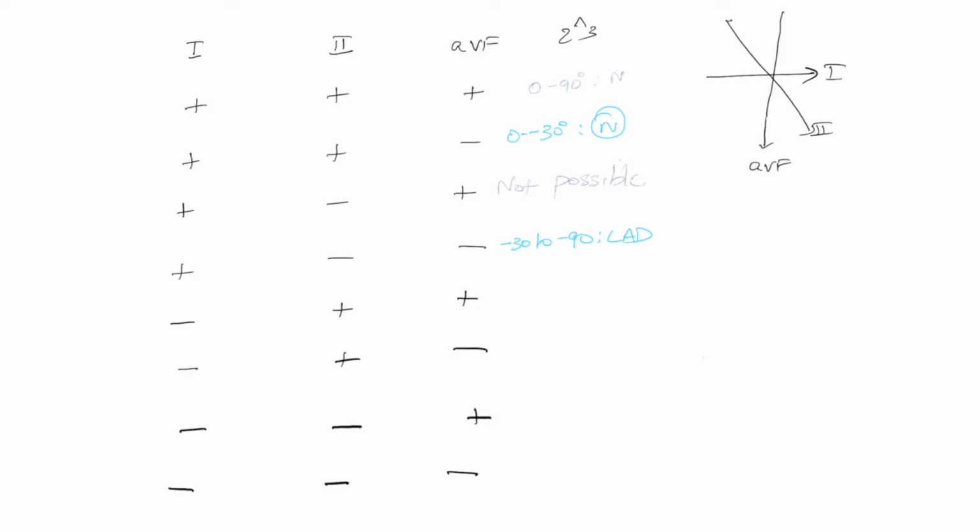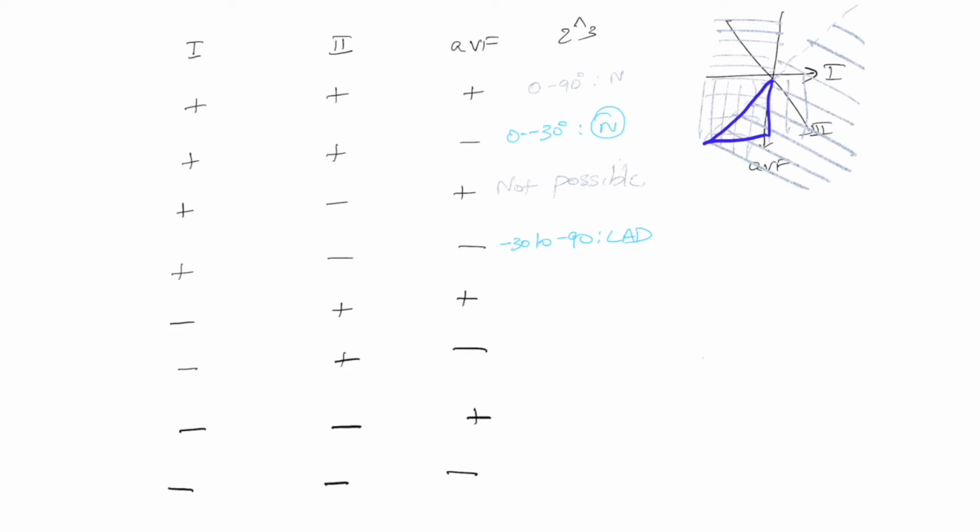And we've noticed that 1 is negative, 2 is positive, and AVF is positive. So again, let's draw the line perpendicular to 2. So 2 is positive, so it means it's somewhere here. AVF is also positive, so it must be somewhere here. And if you look at it carefully, you would see that the area of overlap is this zone right here.